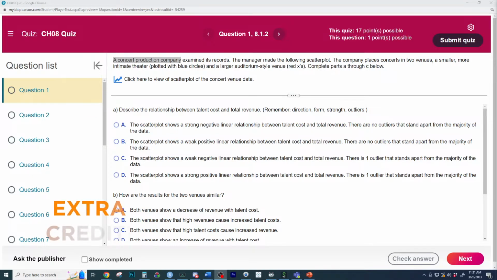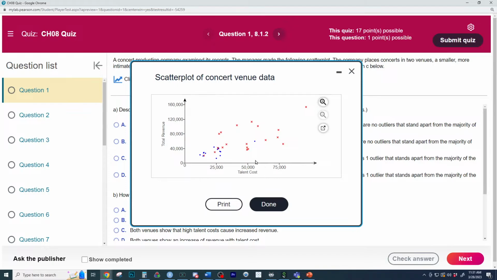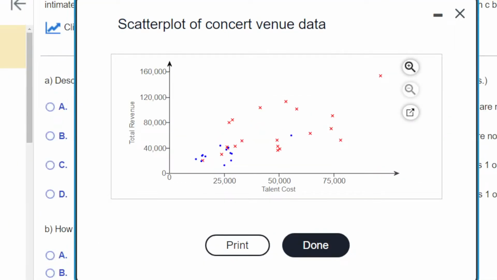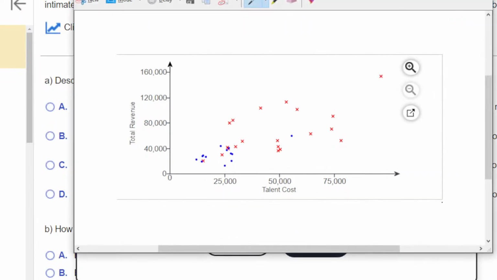So now we got a concert production company examined its records. The manager made the following scatter plot. They actually have two venues here for this one. So they're looking at a smaller and larger venue. When you look at this, you would have two different lines. Line there, line there. Okay.